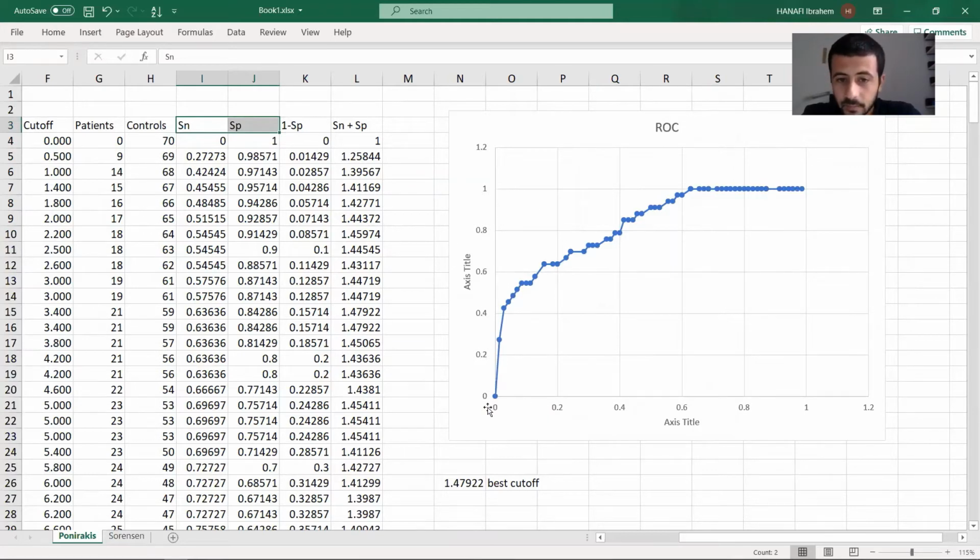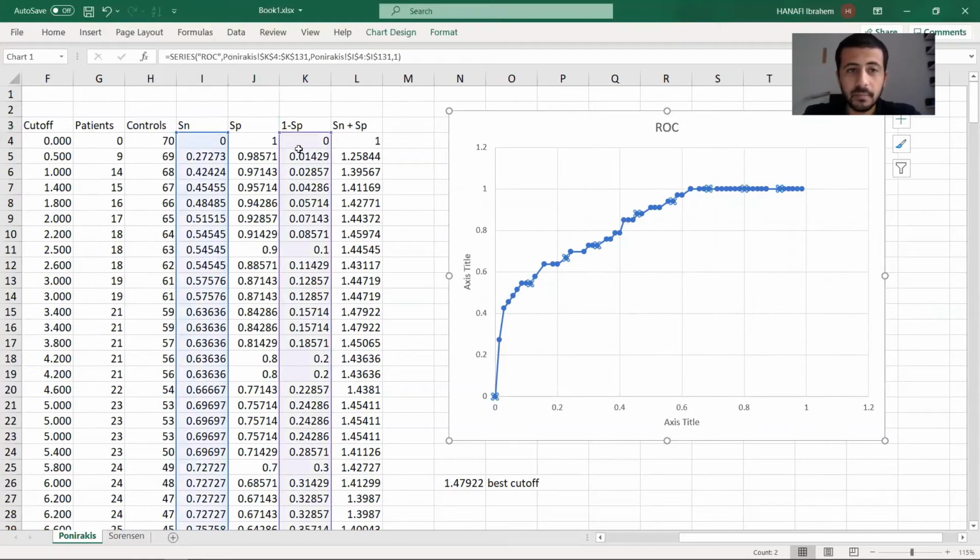Because this is sensitivity, and this is 1 minus specificity. So for sensitivity, I need the highest point, the 1. Yes. For 1 minus specificity, the lowest point. Why? Because it will give the highest specificity. Yes. So I just plotted them, 1 minus specificity and sensitivity, and I received this. What is the point I need to take?